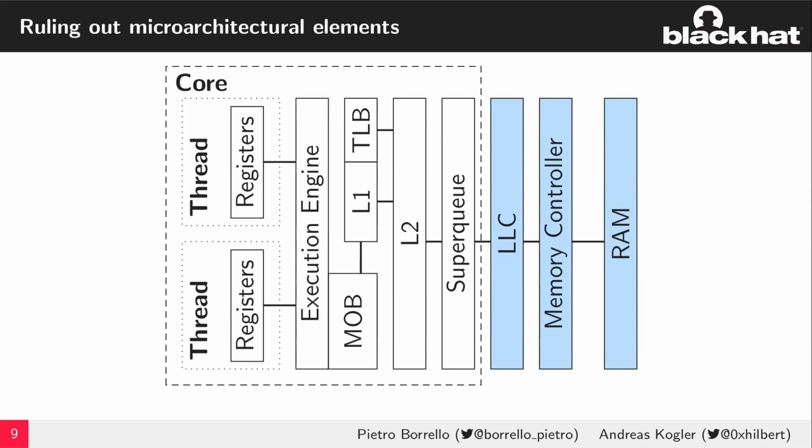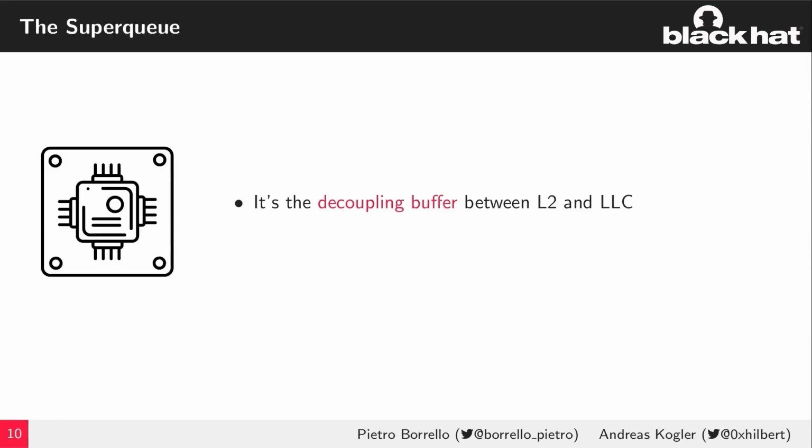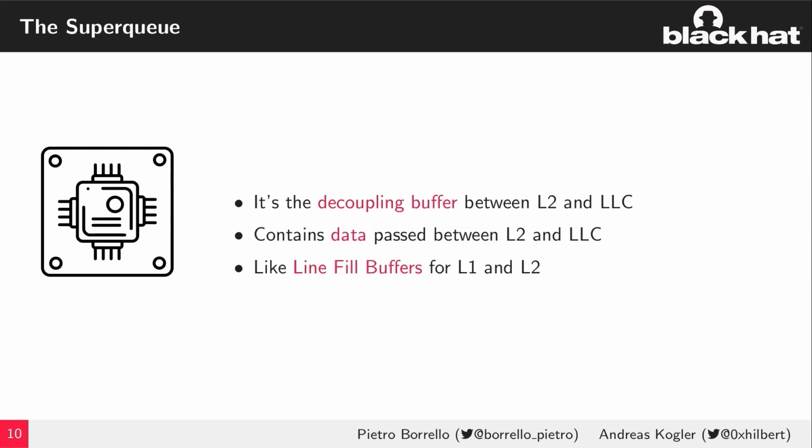Yeah, it must be something in the middle, and that's the superqueue. So what's the superqueue? It's really simple. The superqueue is this decoupling buffer between the L2 cache and the LLC. It just contains all the data that passes between the two caches, from the L2 to the LLC and back and forth. If you know MDS attacks and all this stuff that were targeting line-fill buffers, it's the same, but line-fill buffers were between the L1 and L2 cache, and here we're talking about the L2 cache and the LLC.